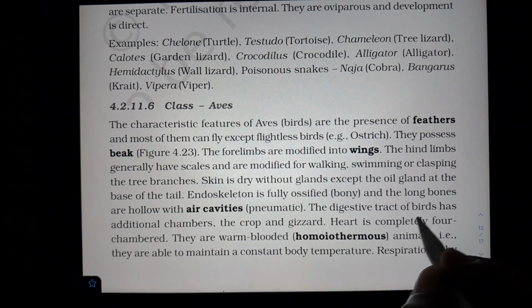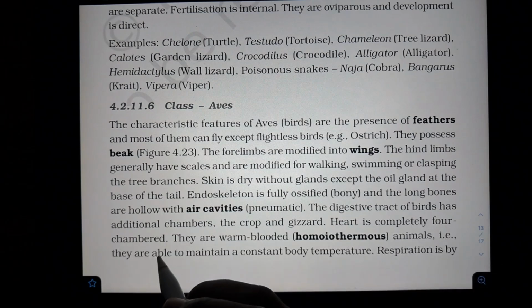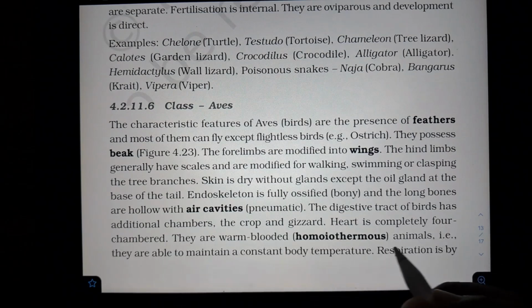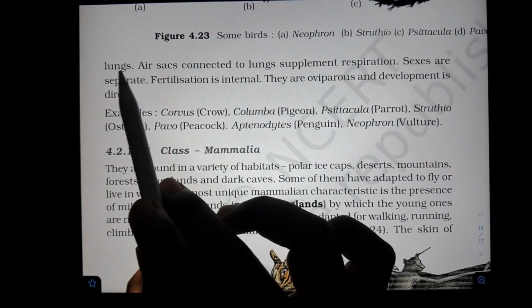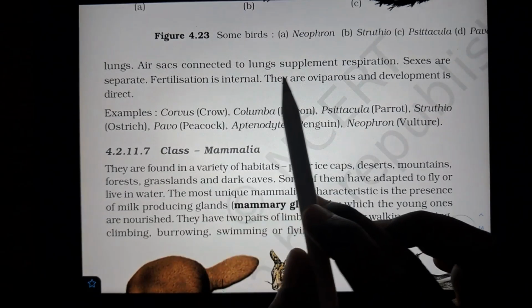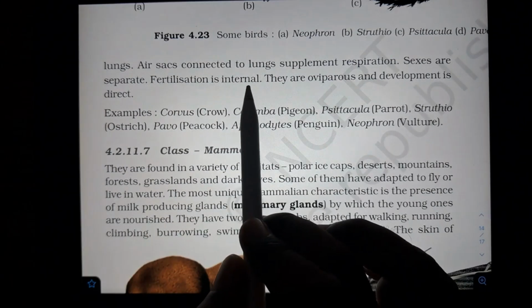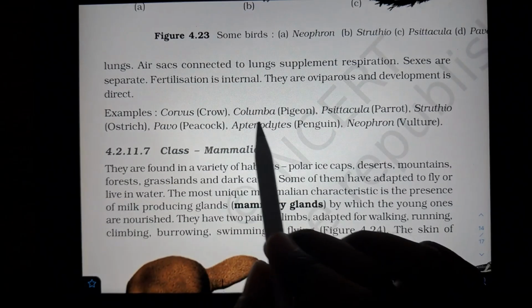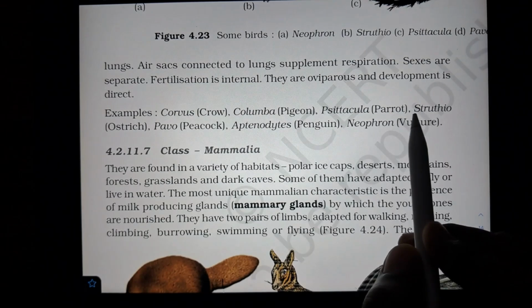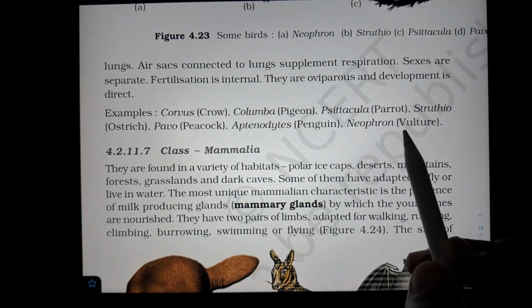The digestive tract of birds has additional chambers, the crop and gizzard. Heart is completely four-chambered. They are warm-blooded homeotherms. They are able to maintain a constant body temperature. Respiration is by lungs. Air sacs connected to the lungs supplement respiration. Sexes are separate. Fertilization is internal. They are oviparous. Development is direct. Examples: Corvus, crow; Columba, pigeon; Psittacula, parrot; Struthio, ostrich; Pavo, peacock; Aptenodytes, penguin; Neophron, vulture.